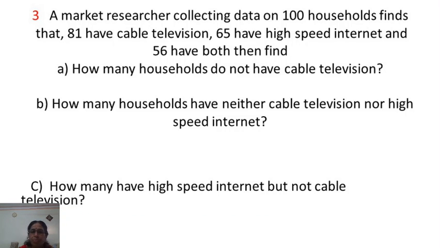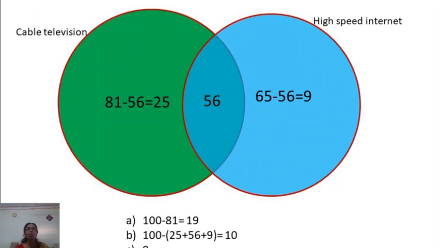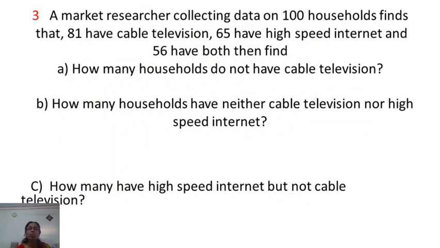So here, draw this figure, two circles. This green circle shows those having cable television, and the blue circle shows high-speed internet. So what is our first question? What is the first task? How many households do not have cable television?